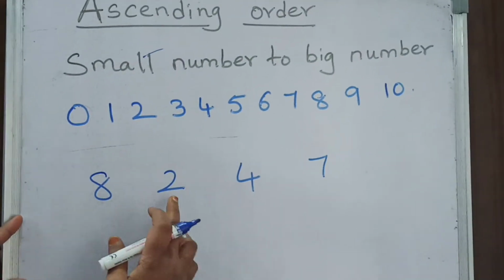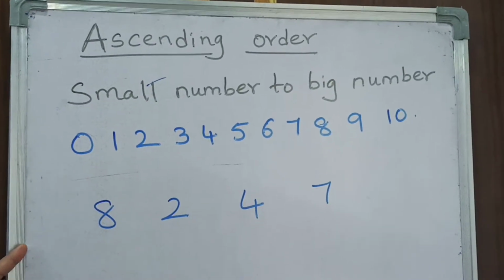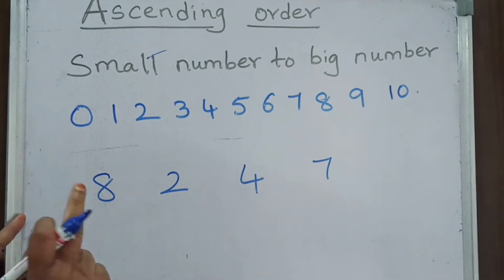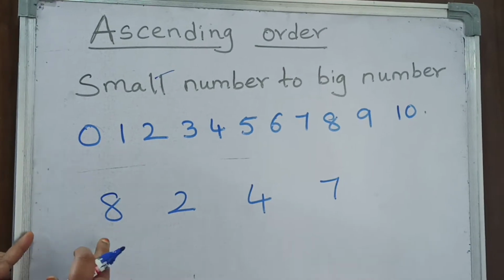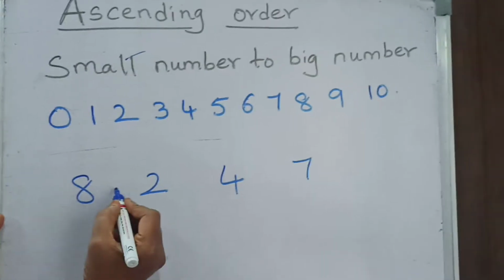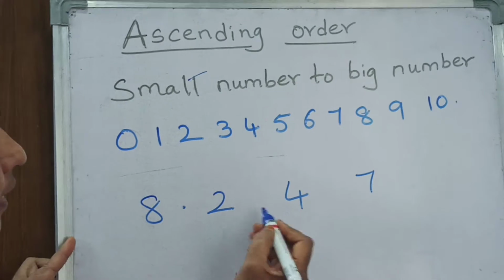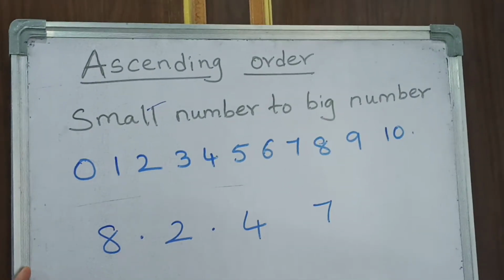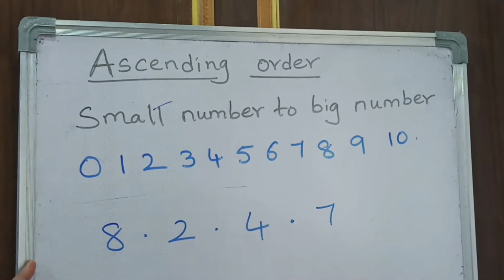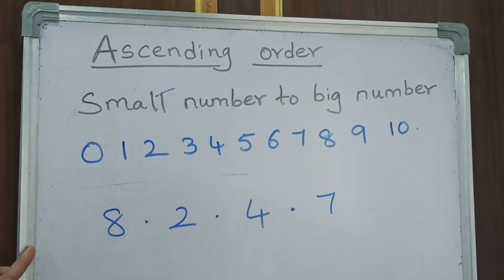See here, 8, 2, 4, 7. Out of 8, 2, 4, 7, which is the smallest number? 2. 2 is the smallest number. When you are writing in your check roll book, please write each number in one box. After writing 8, keep one dot and leave one box. Then write 2, and again keep one dot and leave one box. Here 4, again keep one dot and leave one box, and then write the 7. Is it clear, children? If you leave one box, it will be very clear for you.